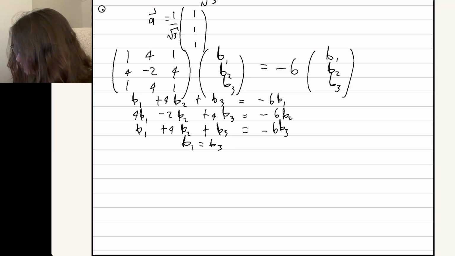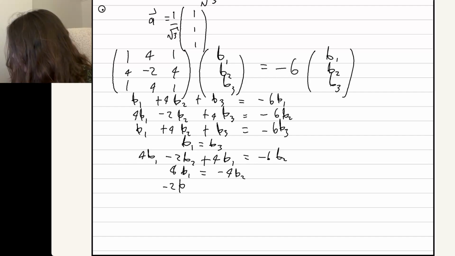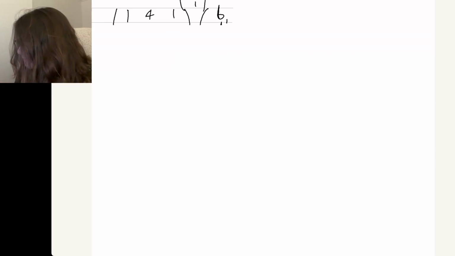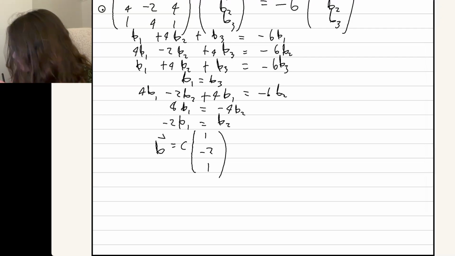And then with the second equation, we have 4B1 minus 2B2 plus 4B1 equals minus 6B2. Add 2B2 to both sides. We have 8B1 equals minus 4B2, and then we can divide by minus 4, and we get minus 2B1 equals B2. So the unnormalized eigenvector B just looks like 1, minus 2, 1, with some normalization constant to give it that.